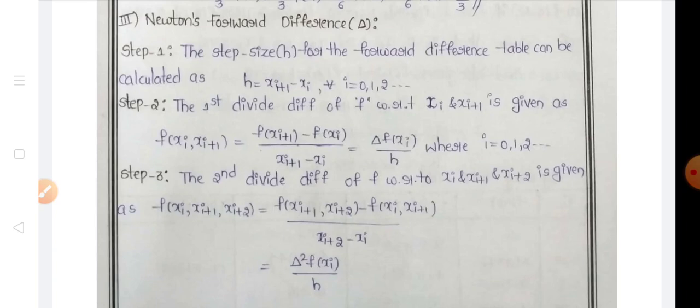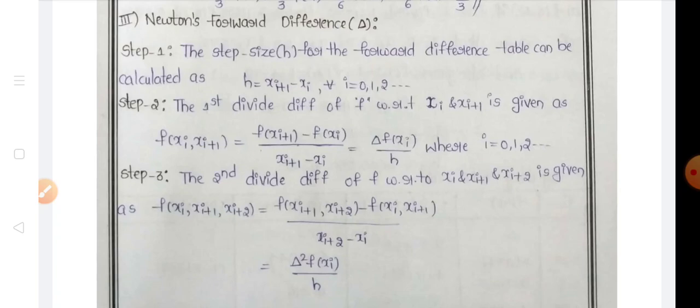Today's topic: Newton's forward difference. Working rule. Step 1. The step size h for the forward difference table can be calculated as h equals xi plus 1 minus xi for all i equals 0, 1, 2, and so on.